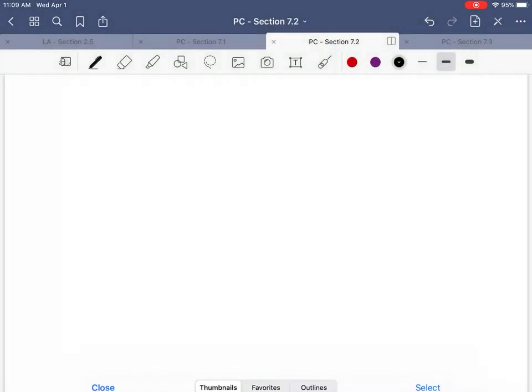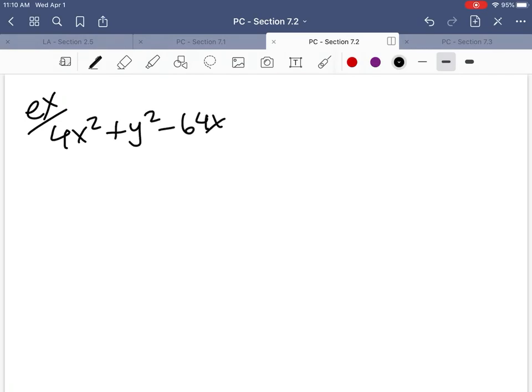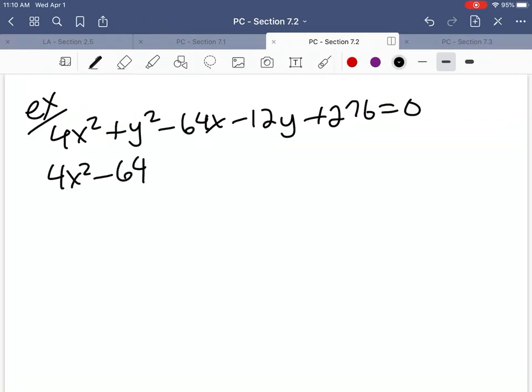All right, so the only other thing you run into with these is if the equations are all jumbled up. So this is our last problem. If I had 4x squared plus y squared minus 64x minus 12y plus 276 equals 0. Again, I'm going to group things together. I get 4x squared minus 64x, leave a little space, plus y squared minus 12y. And the 276 can go to the other side.